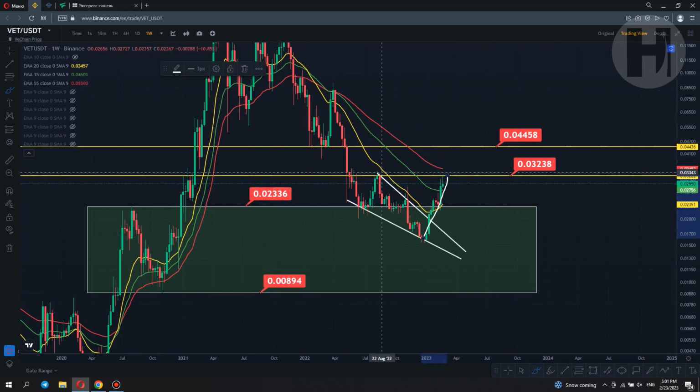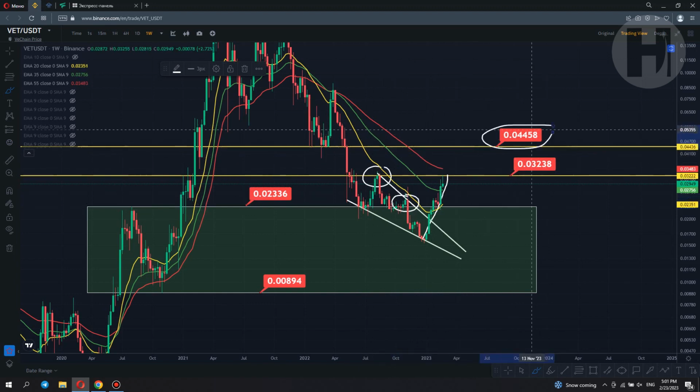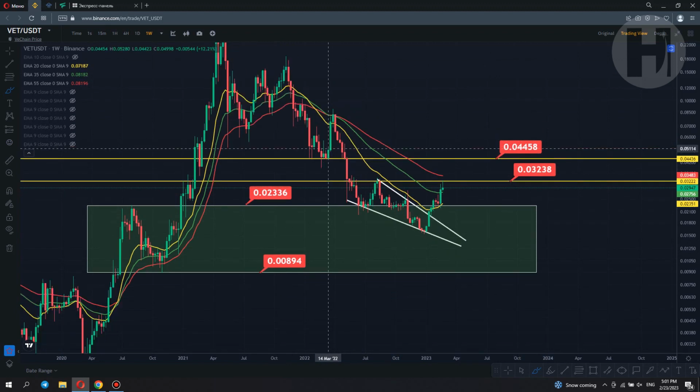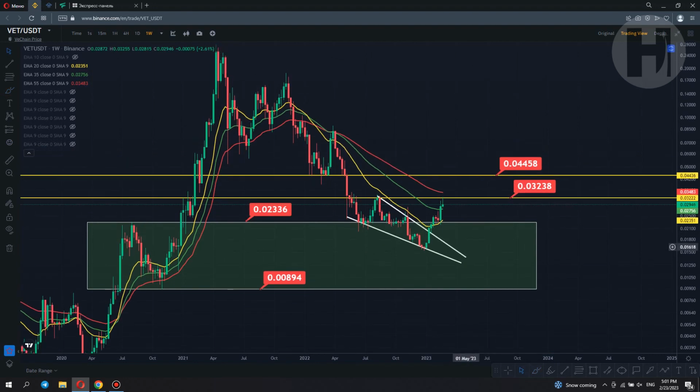But to do that, we need to break this major resistance level that we created in August. As we did break the November high, that was bullish. Our next target is the August high, and afterwards we can target the 0.0445 resistance, which is the March low of last year. And Bitcoin needs to do the exact same thing as well. We're failing to break above the August high on Bitcoin. Once that happens, then we can be more bullish long term.